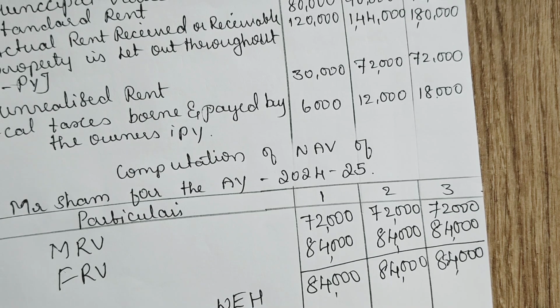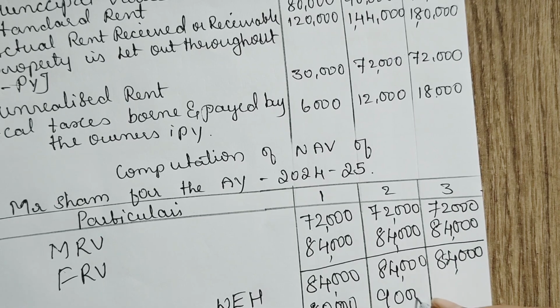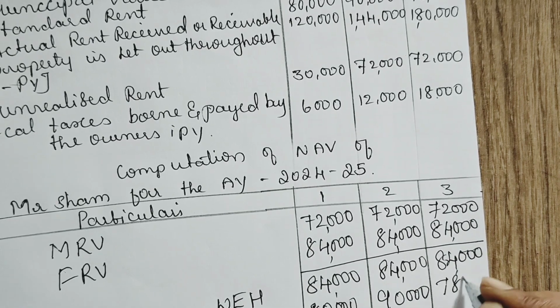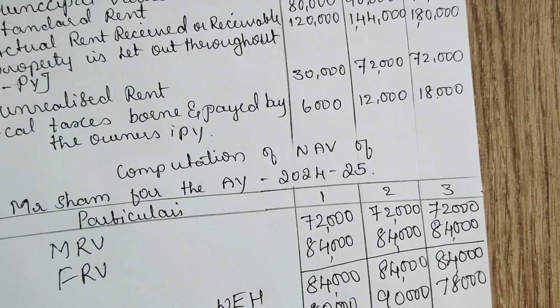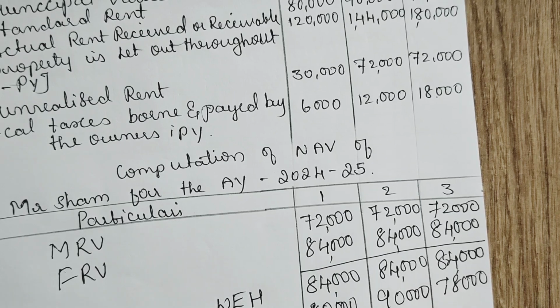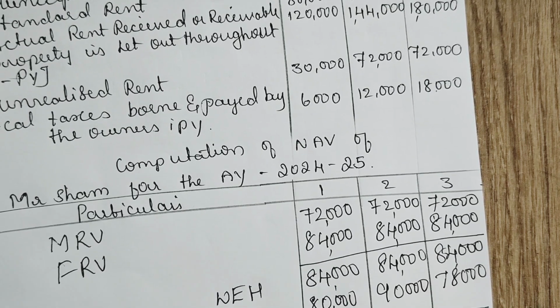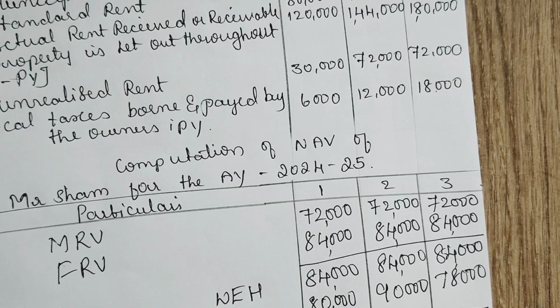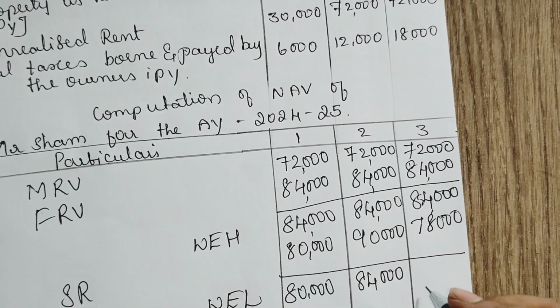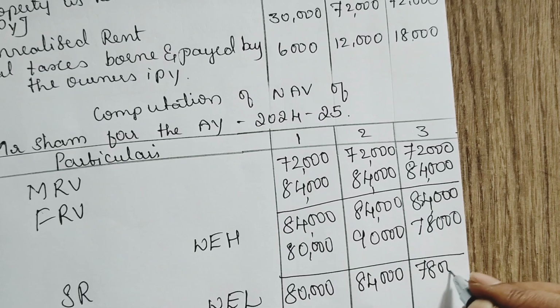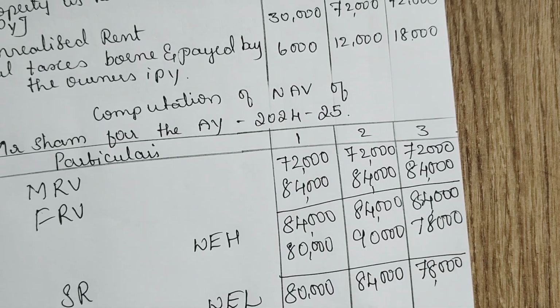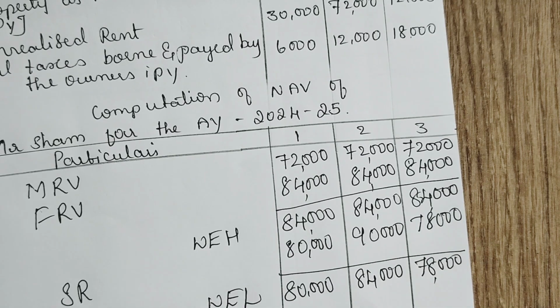Standard rent is 80,000, 90,000, 78,000. Whichever is lower. Which is the lower one? 80, 84, 78. 80, 84, 78 is the lower. This will be your expected rent.